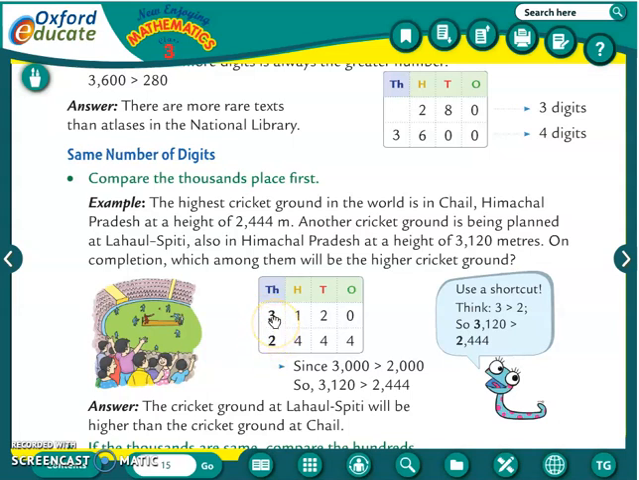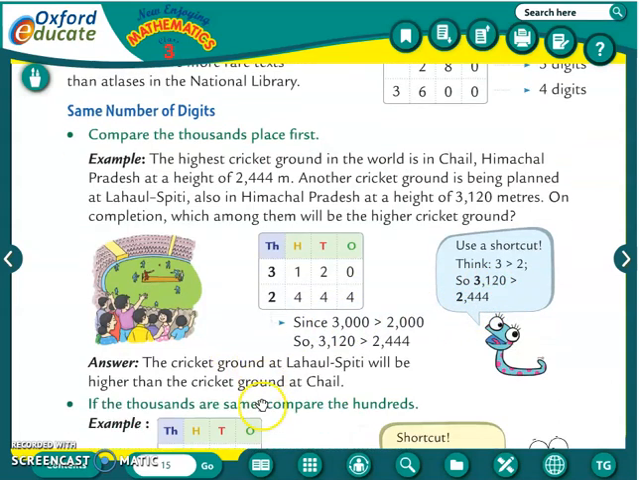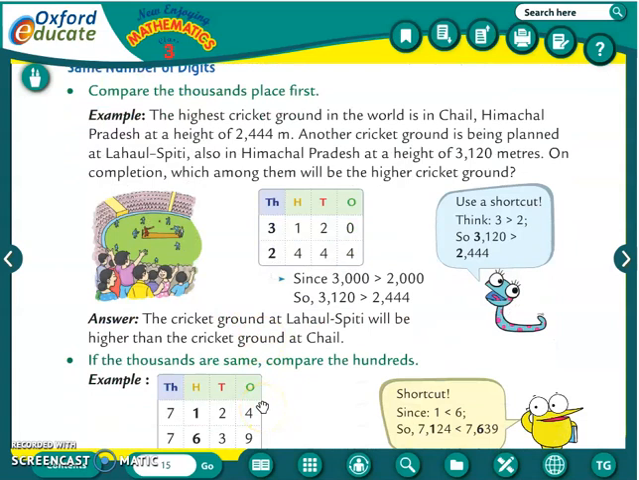So the number 3,120 is bigger than 2,444. This is the shortcut. Use the shortcut. Think 3 is greater than 2. So 3,120 is bigger than 2,444, as I told you earlier.